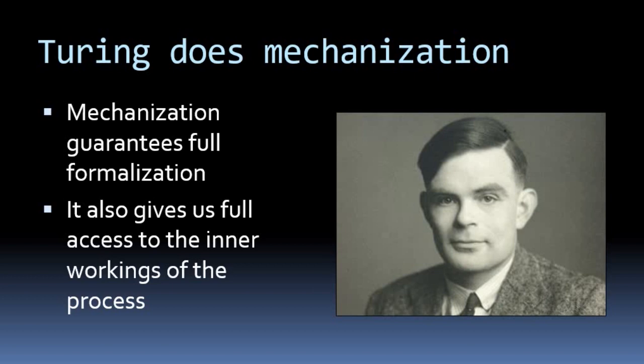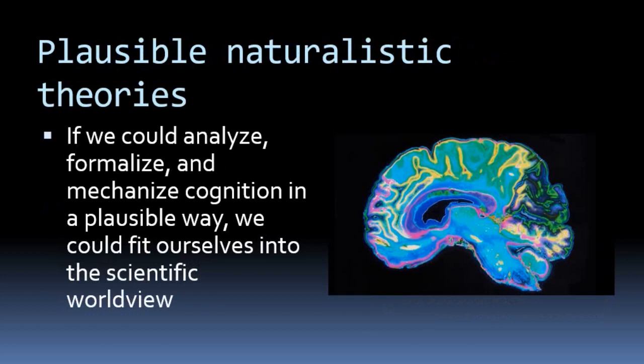Okay, so what we're looking for is a plausible theory with which we can analyze, that is, figure out what the basic constituents of the mind are. We can formalize a theory, that is, create a formal structure that, with any luck, we can then mechanize and actually build a mind, a full-fledged mind. That's the goal. And if that works, then we can fit ourselves into the scientific worldview. That is, we can understand how cognition fits into a naturalistic worldview, a world where we don't have to posit a mental substance. We don't have to say that there's some radically different sort of rules about mind. We can figure out how us as agents fit into the world.